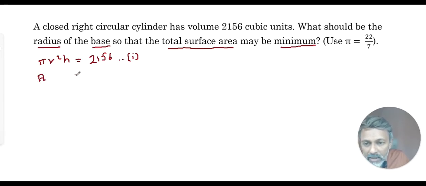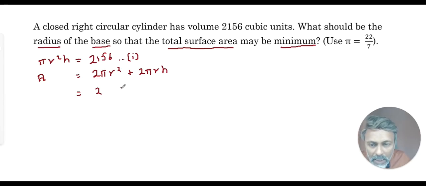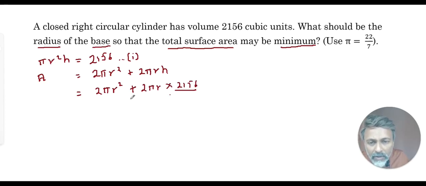Let us write A as the area, which is equal to 2 pi r square plus 2 pi rh, which is equal to 2 pi r, we can take common, (r plus h), or 2 pi r square. We know pi r square, like this we can write, and in place of h, from equation 1 we can write 2156 divided by pi r square. This is from equation 1 we are writing.